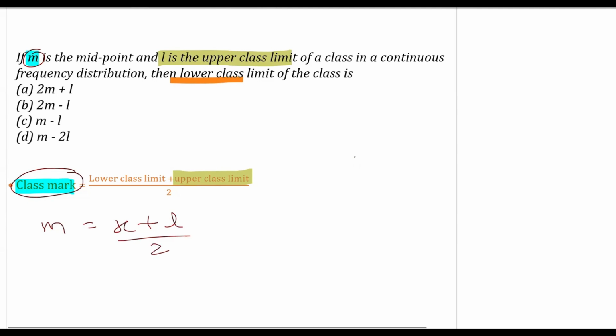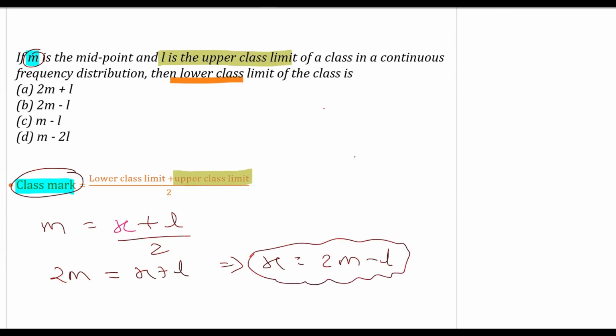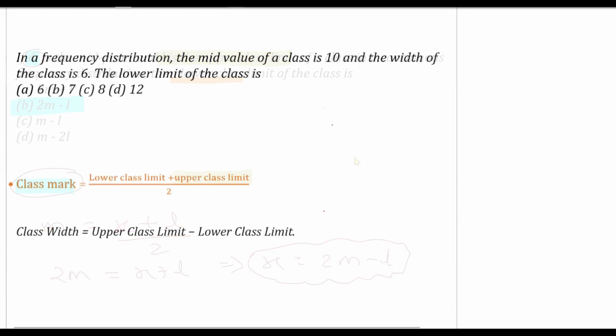Now, since we have to get the value of x, as I said, x is the lower limit, right? This is the lower limit we have to calculate. So if I do cross multiplication, this is 2 into m, right? Transposing this to the left hand side, which is equal to x plus L, and further transposing L to the left hand side, x will come as 2m minus L. So 2m minus L, and I can see there is an option 2m minus L. That is B, the correct answer in this case.